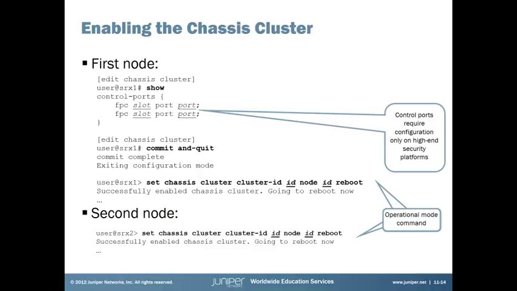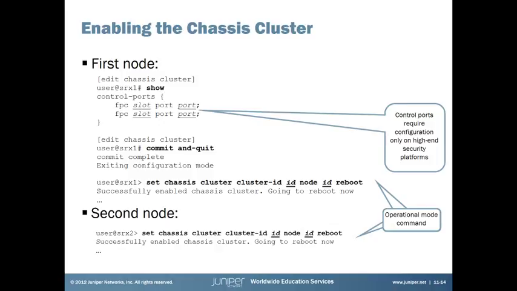Okay, now if you need to disable the chassis cluster, then essentially you're going to go in and delete the chassis cluster, get rid of that, and then reboot. Sometimes you will need to delete that. Sometimes you'll find that you've got a device that's been used before and it's been part of a cluster, and you want to use it separately. So in that case, you'll have to delete the cluster.